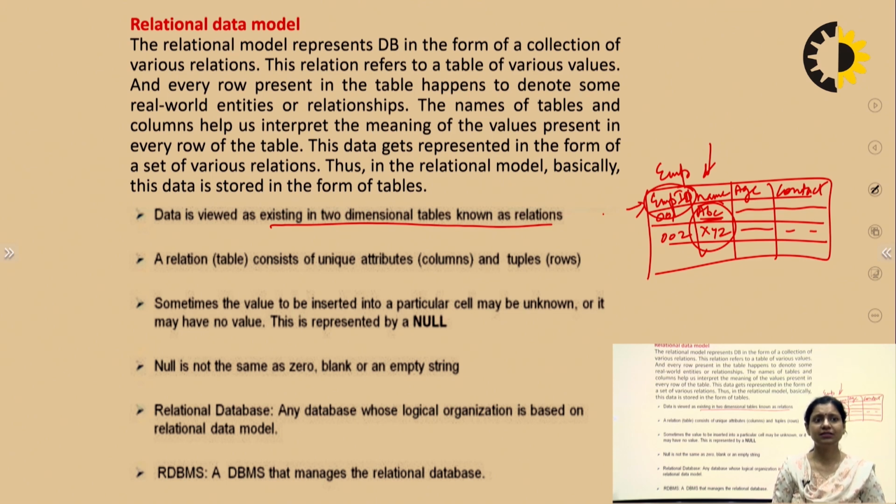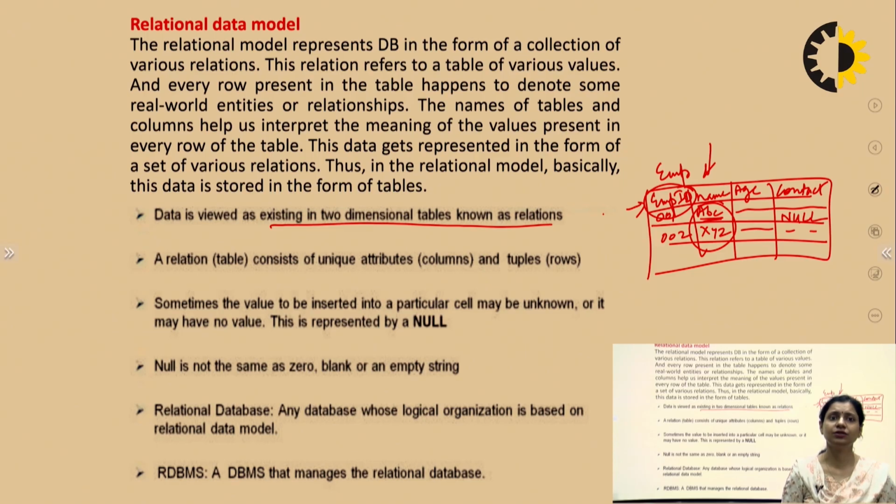Sometimes a value to be inserted in a particular cell may be unknown and may have no value. This is represented by a null. For example, we may have a person whose contact details do not exist or who does not carry a phone, though that is not possible in today's world. But let's assume there is a person who does not carry a mobile phone or have any contact number. In that case, this field would be blank and filled with the null value. A null value is a value where we do not have any value entered into that particular field.